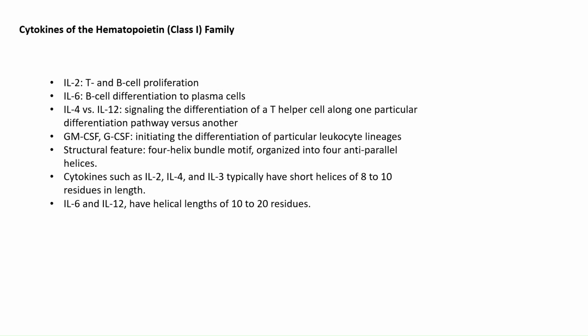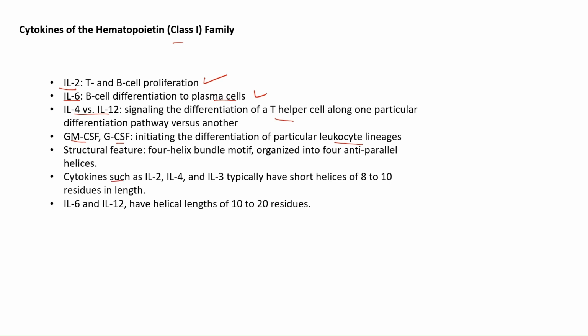Now the cytokines of the hematopoietin family: interleukin 2 helps in T and B cell proliferation. Interleukin 6 helps in B cell differentiation into plasma cells. What are plasma cells? These are B cells that secrete antibody. Interleukin 4 versus interleukin 2 helps in the differentiation of T cells along one versus another differentiation pathway. GM-CSF and G-CSF help in the differentiation of particular leukocyte lineages.